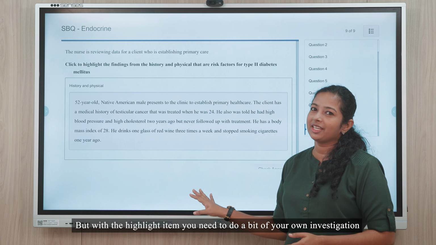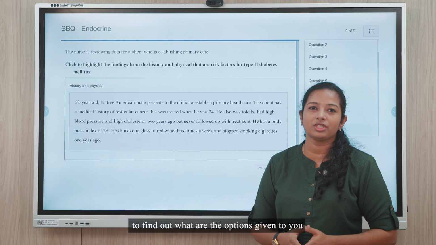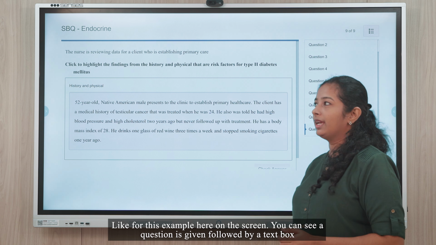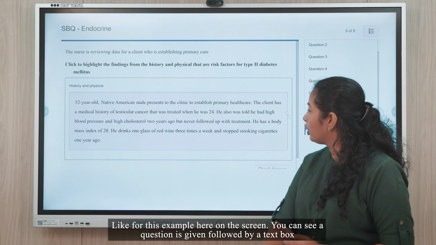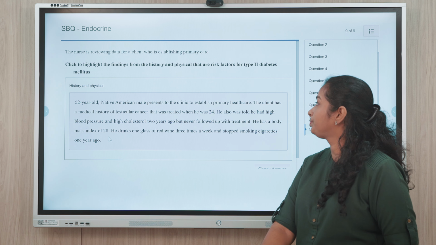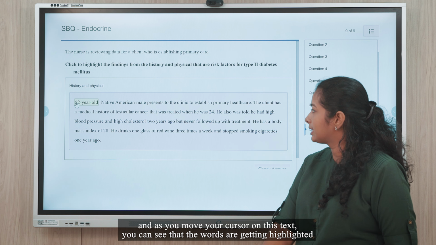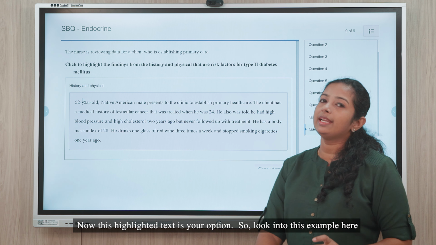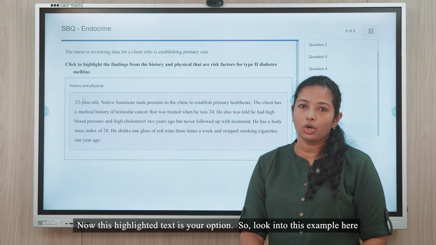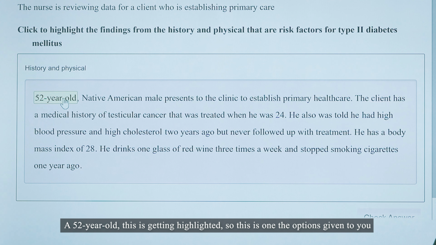But with the highlight item, you need to do a bit of your own investigation to find out what the options given to you are. Like for this example here on the screen, you can see a question is given followed by a text box. And as you move your cursor on this text, you can see that the words are getting highlighted. Now these highlighted texts are your options. So look into this example here. 52-year-old, this is getting highlighted. So this is one of the options given to you.